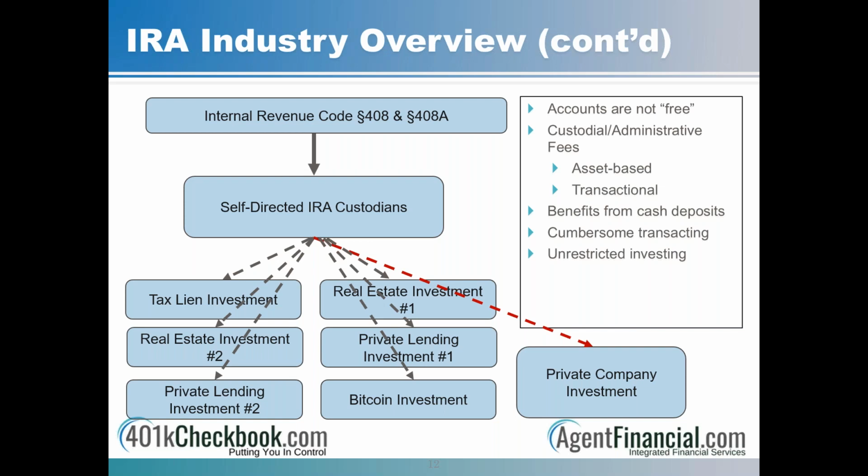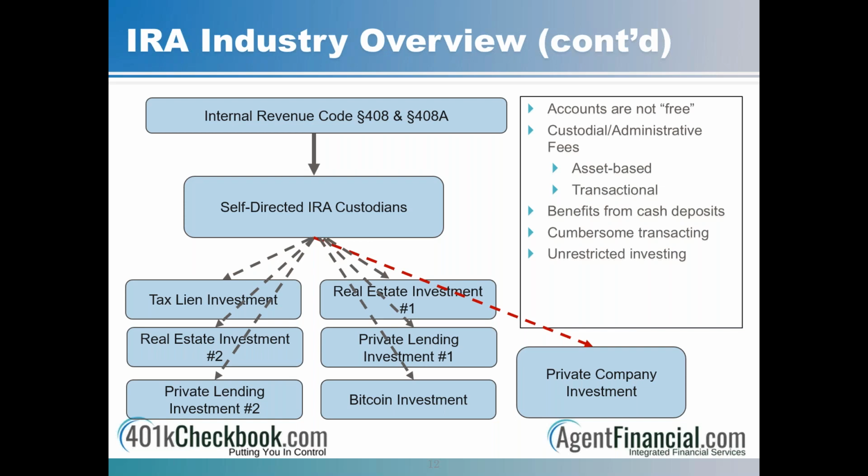But without checkbook control, here's what happens. When you want to buy your real estate asset with the custodian, you've got to have the custodian process the paperwork. Now, custodians have different fee structures. You can have asset-based fees, meaning some custodians are charging you a percentage of the value of your assets. They all have transactional fees. So anytime something has to happen for your account, you get a fee.